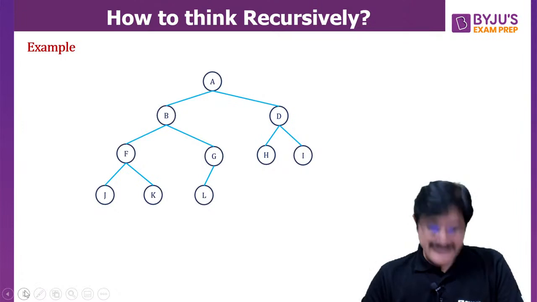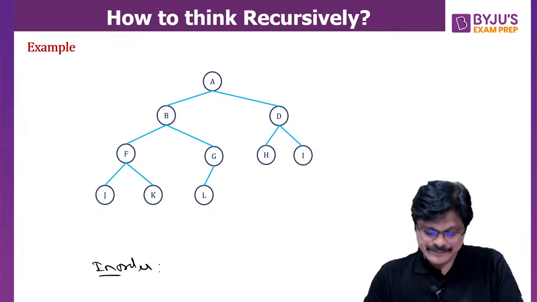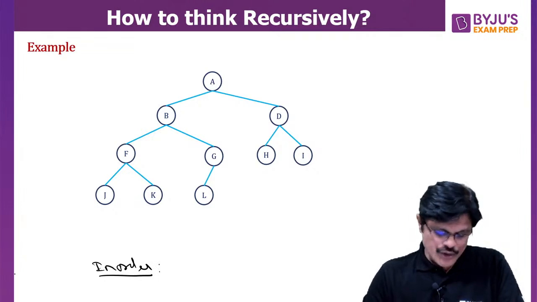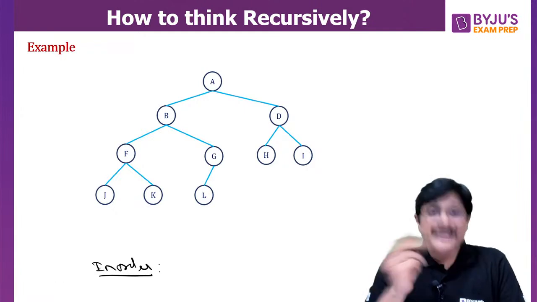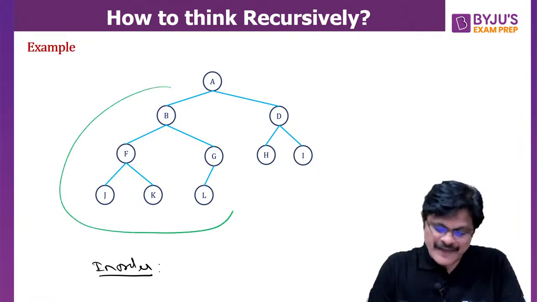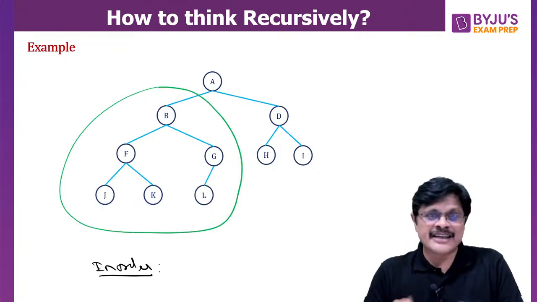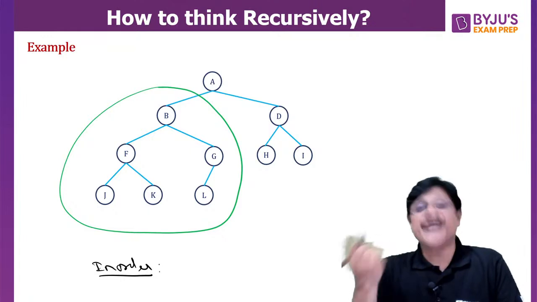Now let us take an example and write down the in order traversal. The story is the same. For in order, please remember what we need to do. First, the left subtree needs to be traversed in order. So first we have to traverse the left subtree. After that, A is printed. Then the right subtree is traversed in order.